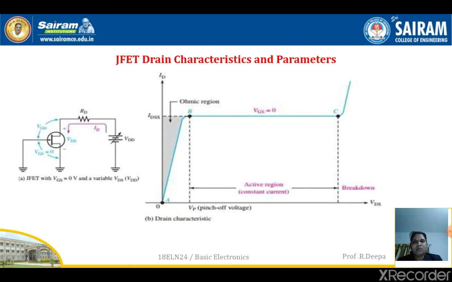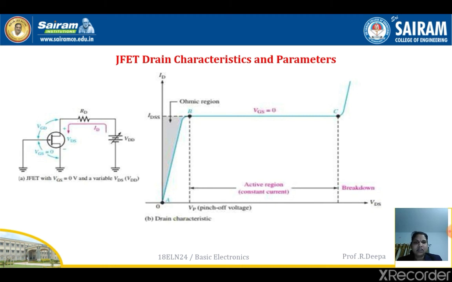One is the ohmic region, which falls between O, A, B, that is, as soon as the voltage is increased, the current increases linearly. So this region we call the ohmic region, and in this region the JFET acts as a simple resistor, that is, if voltage increases, current also increases linearly.